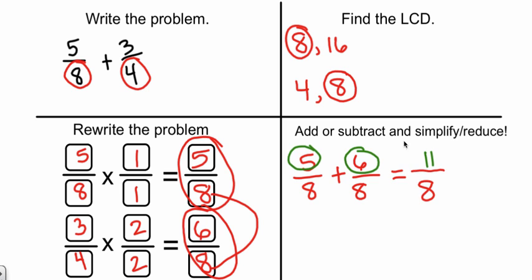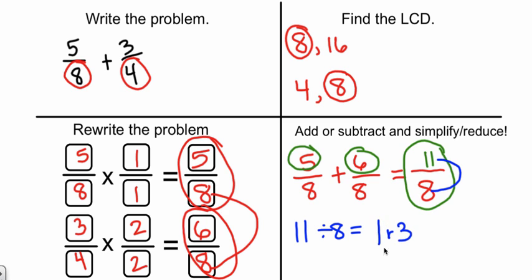We're not done though, because it asks us to simplify or reduce. Right now, this is an improper fraction. And we've learned in previous videos how to turn an improper fraction into a mixed number. It's simply a division problem. So when we do 11 divided by 8, take the numerator and divide it by the denominator, we're going to find out that 8 goes into 11 one time with a remainder of 3. So to turn that into our mixed number, we're going to have 1 whole with 3 left over 8, because our denominator never changes. And now we have our final answer for this problem.